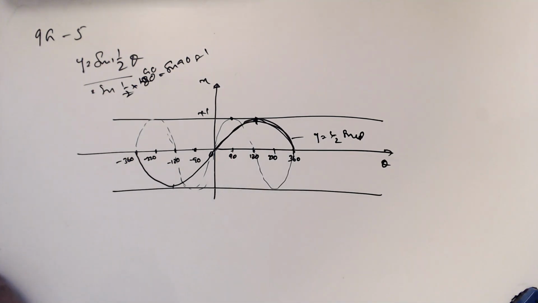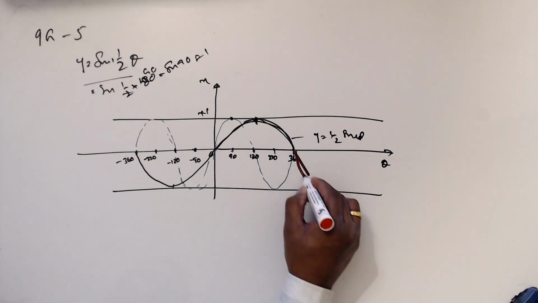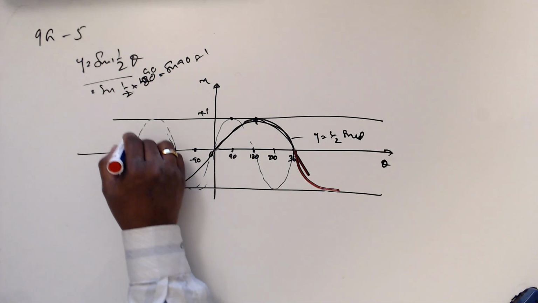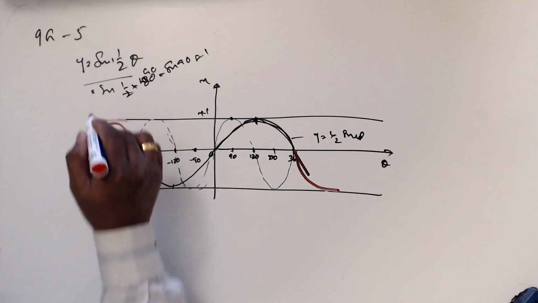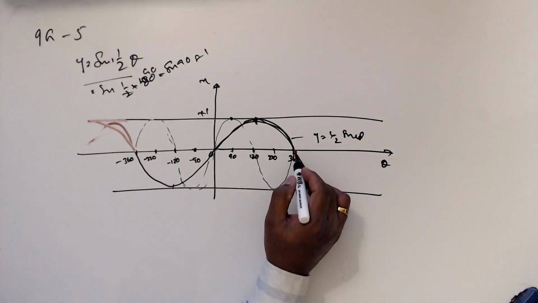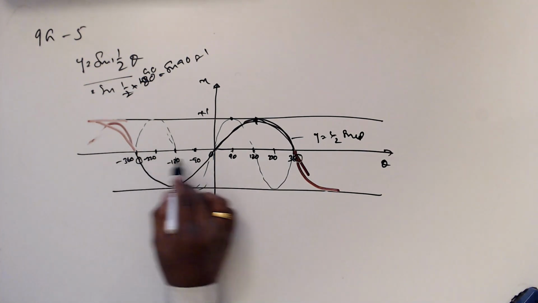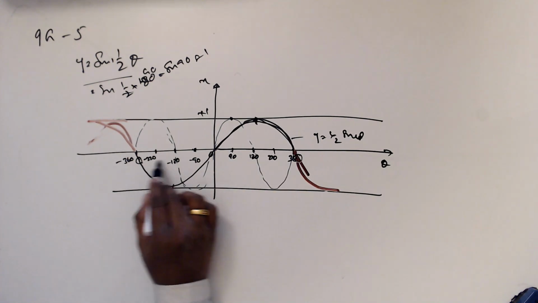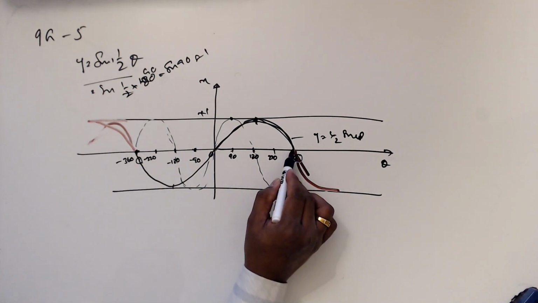Now they ask what is the period. Period means the distance between two similar points. So this is continuing like this, and this is going to be like this. In other words, the distance between two similar points. So when you look from here to here, what is the distance? 720. Or from this point to this point.